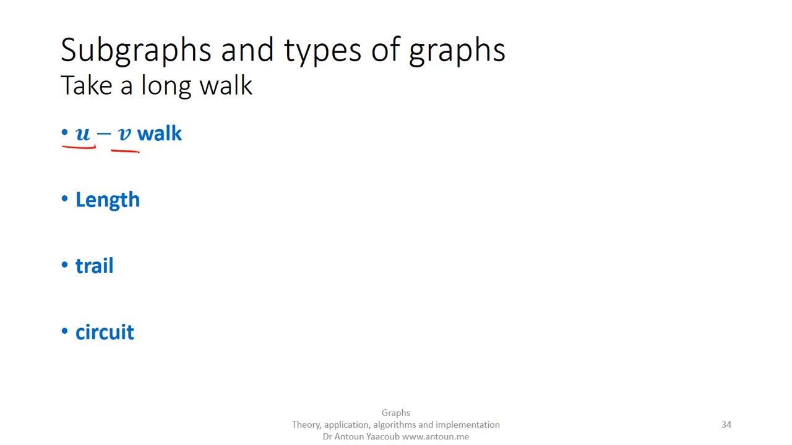So we'll do an exercise just in a while. With a UV walk, we are just walking, so there's no restriction. You can repeat edges, you can repeat vertices. This is not important. You are just walking. There's no purpose. The length is the number of edges of this UV walk. So the length is the number of edges. So remark, I will always repeat it: edges can be repeated. There's no restriction on the repetition of edges.